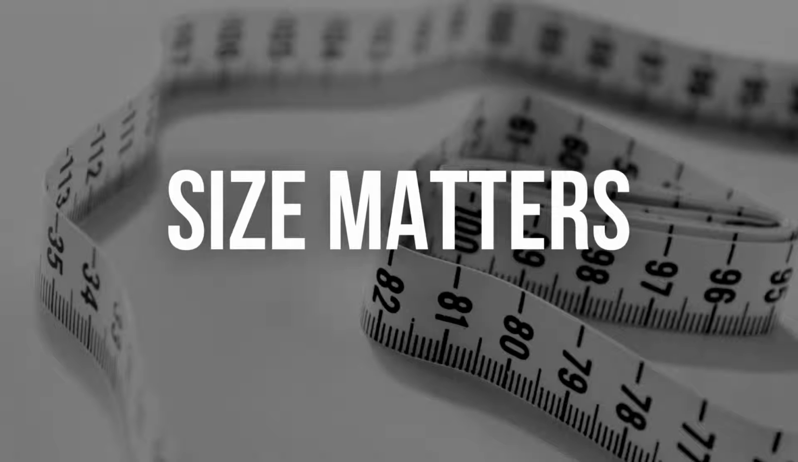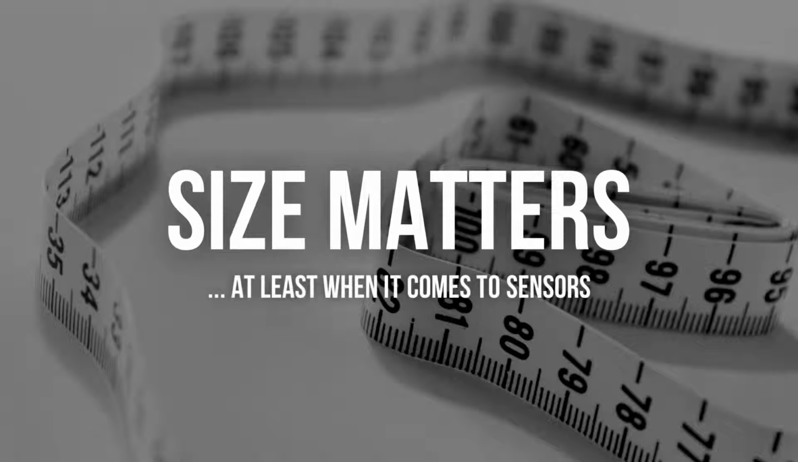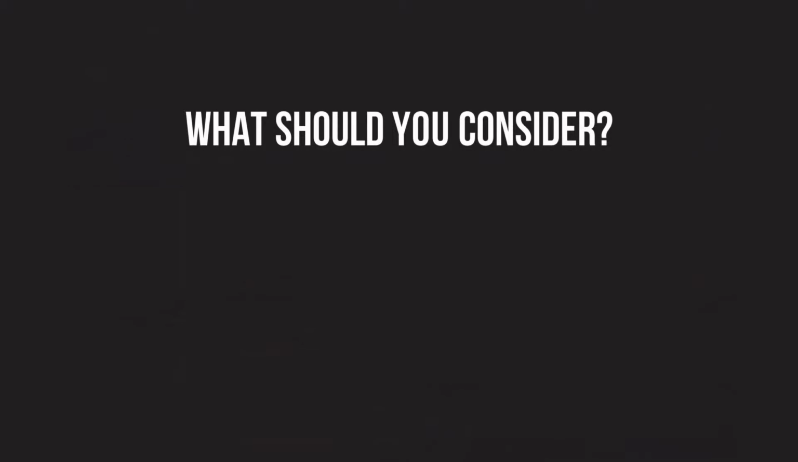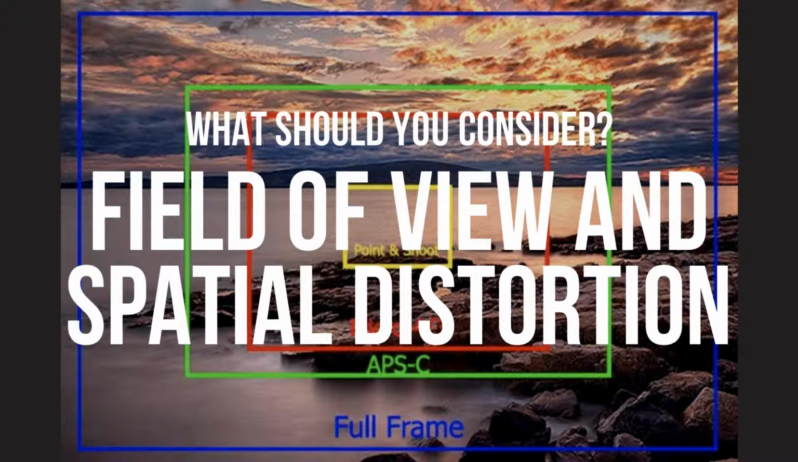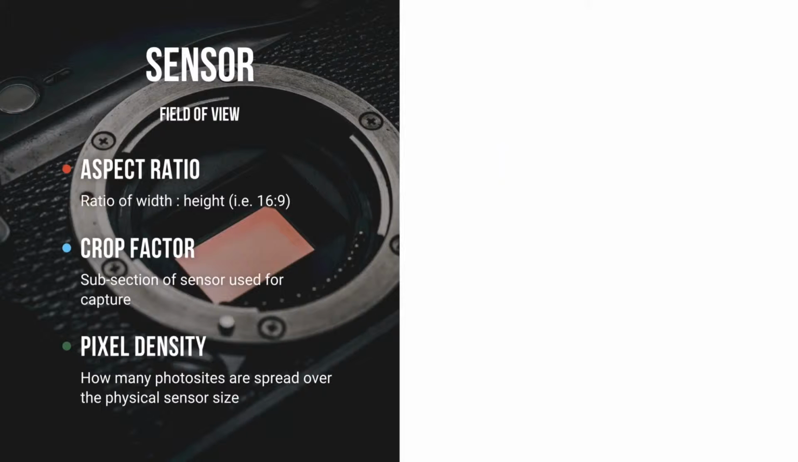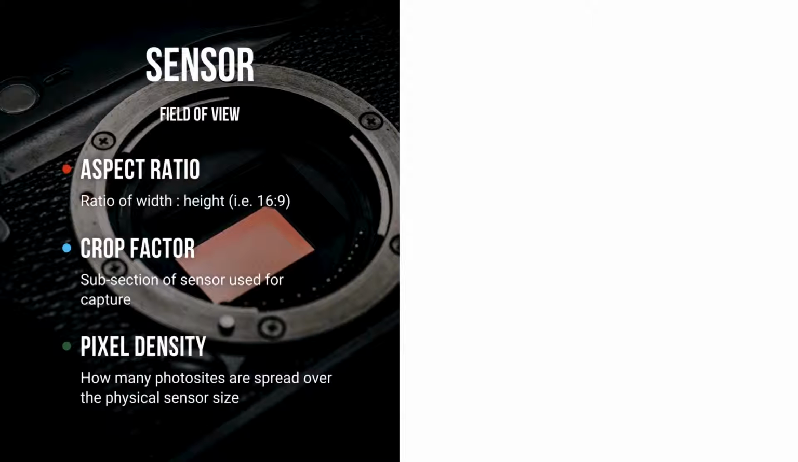So when it comes to sensors, size actually matters. And what you need to consider is field of view and spatial distortion, right? You want to get the image that's in front of you onto the sensor. And as you can see here in this background image, you've got different sensor sizes, right? And that obviously cuts off what you're actually seeing. So your sensor defines your field of view, which is actually the area that you can capture your image down to. So you've got the aspect ratio, which is the ratio of width to height.